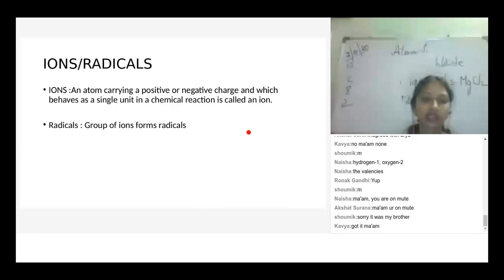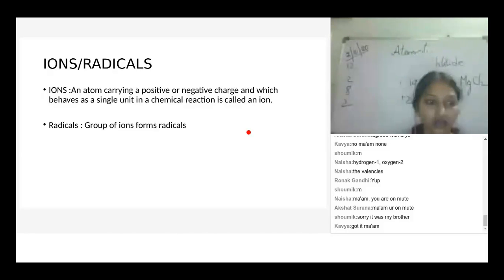What are ions and radicals? Ions are atoms containing a positive or negative charge, bearing a single unit. Single unit means one element, whether positive or negative. That is nothing but an ion. What do you mean by radicals? A group of ions combine to form radicals.